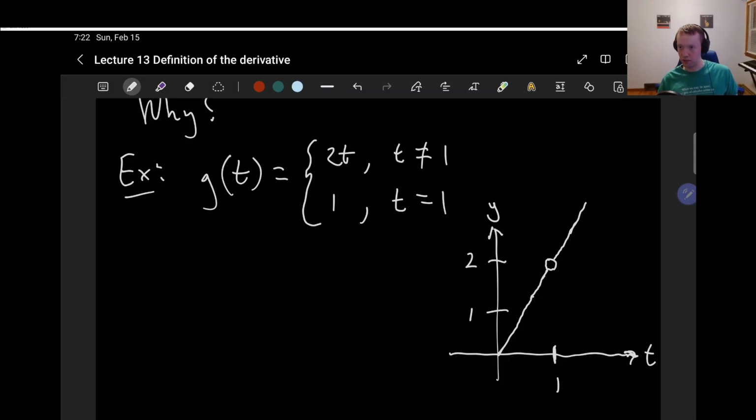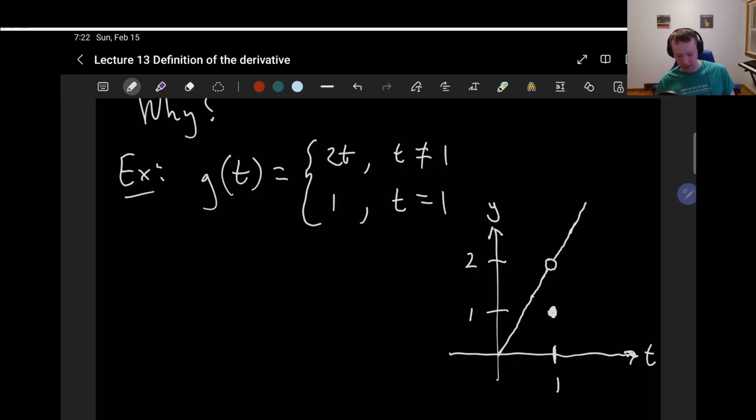So a line with slope 2 that passes through the origin. But when t is 1, we're at height 1. So fill in the dot there. So this is a valid function. It passes the vertical line test. But as we've seen in the past, we're not continuous at this point.